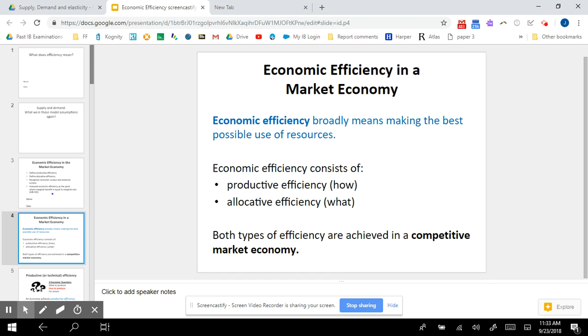Economic efficiency also broadly means making the best possible use of resources. Economic efficiency consists of productive efficiency, in other words, how to produce, the allocative efficiency of what to produce, and both types of efficiency are achieved in a competitive market economy.